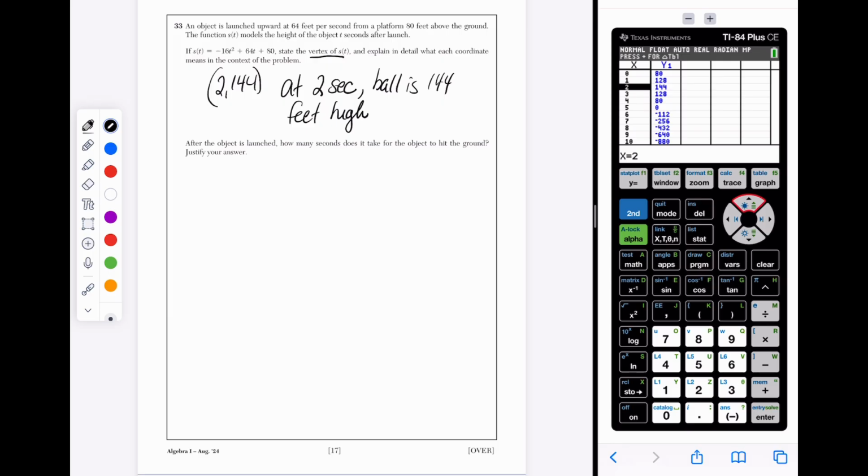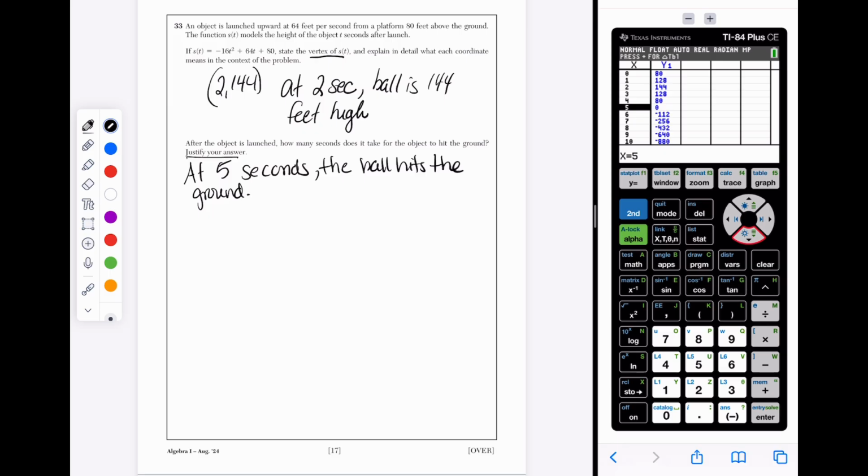So now we have to do the second part and answer, after the object is launched, how many seconds does it take to hit the ground? So we want to know, and if you're looking at your graph here, your table, you can see that at 5 seconds, it goes down to 0. Y is at 0. So let's put that in. At 5 seconds, the ball hits the ground. Now it's also asking us to justify our answer. Like, how do we know that is true?